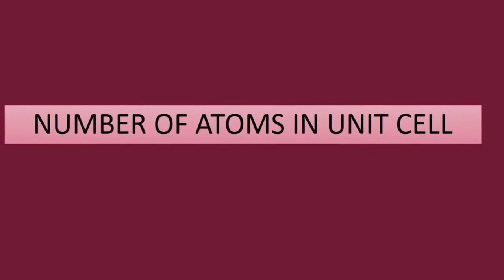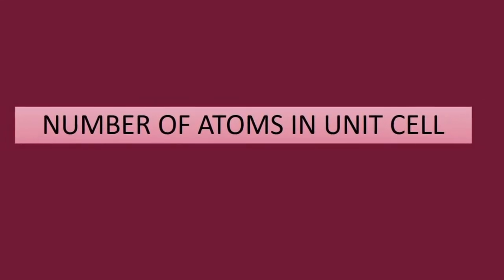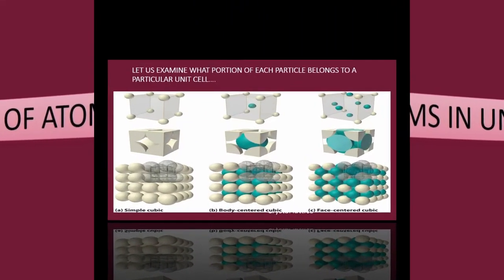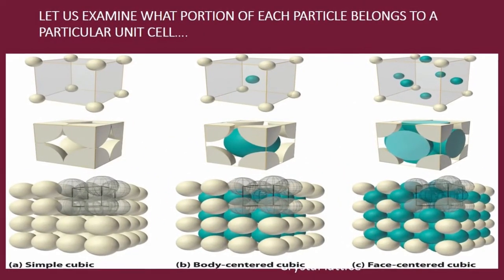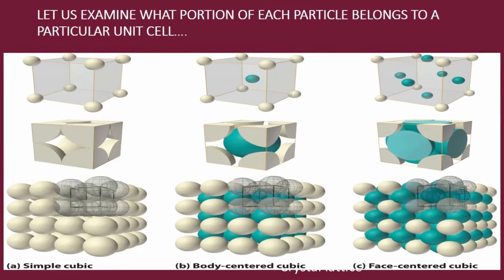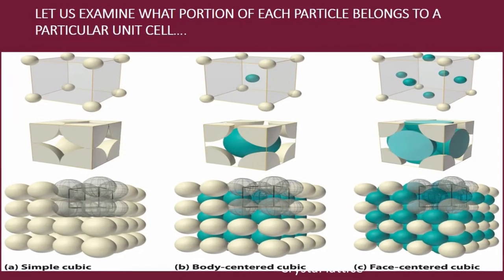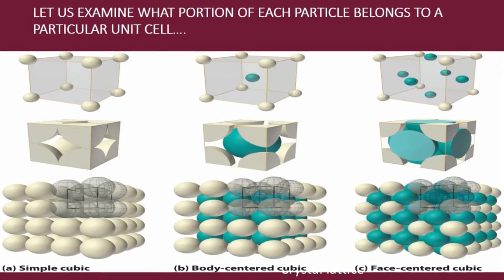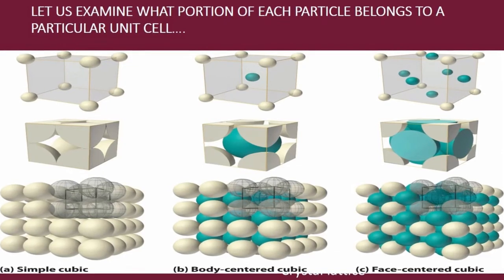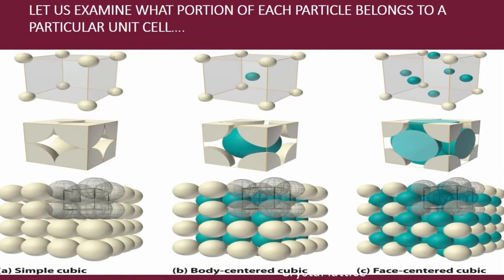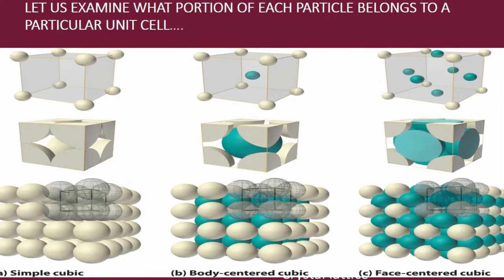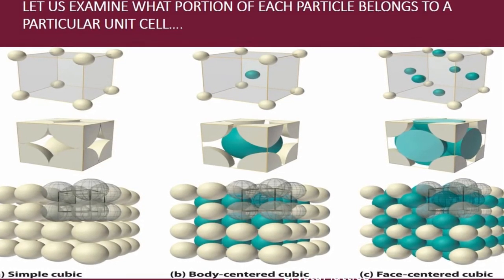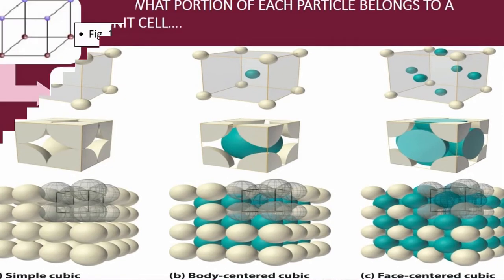Let us learn about the number of atoms in a unit cell. We know every crystal lattice is made of an infinite number of unit cells, and every lattice site is occupied by a constituent particle that may be an atom, ion, or molecule. Now let us examine what portion of each particle belongs to a particular unit cell.